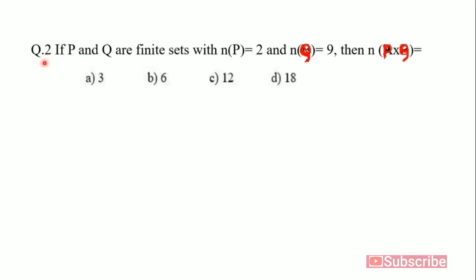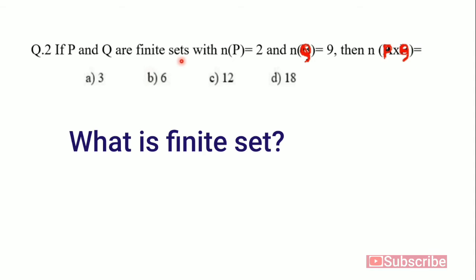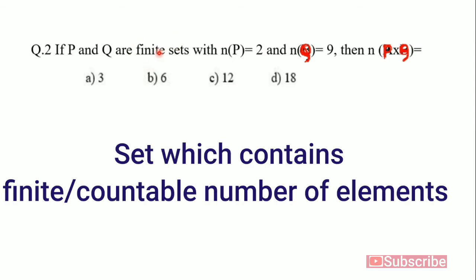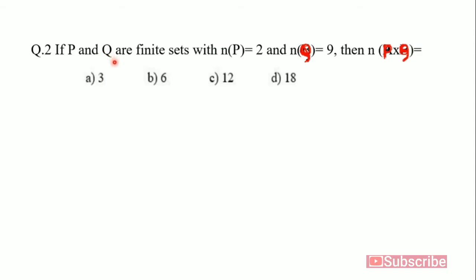Now question number 2. If P and Q are finite sets, what is finite sets? The sets contain finite number of elements or countable number of elements. In that case, we say finite sets, right? P and Q have a countable number of elements. That's why they are finite sets.